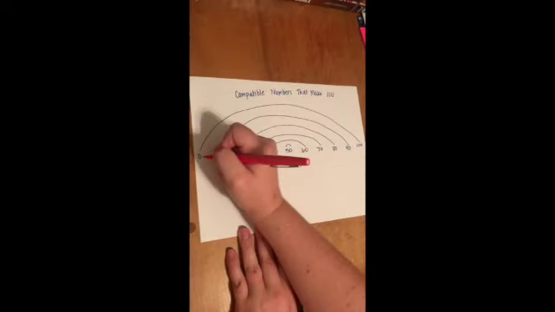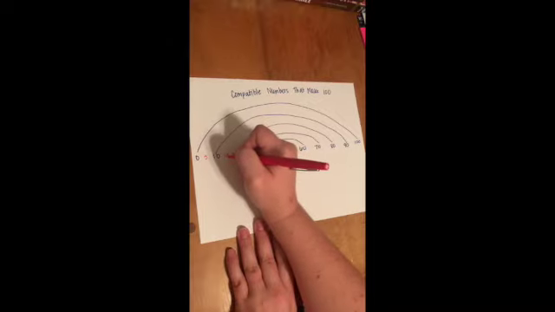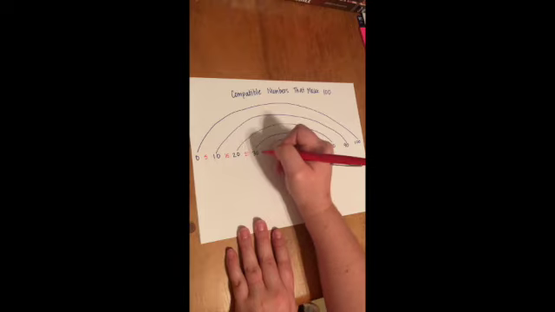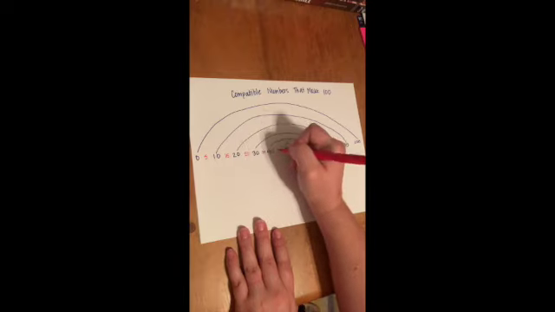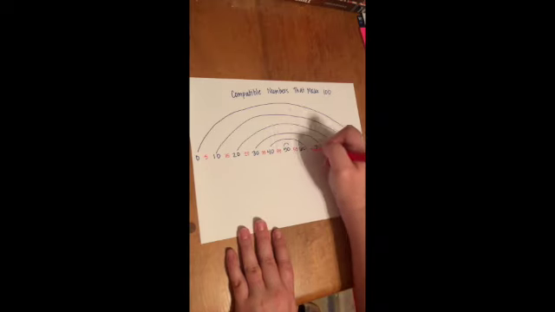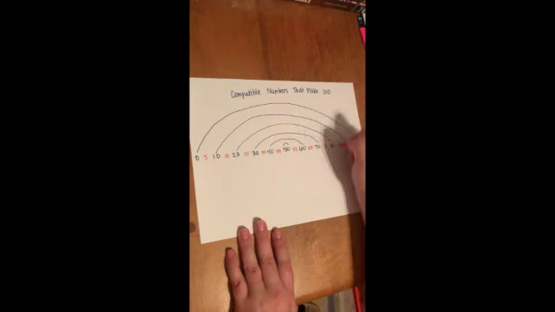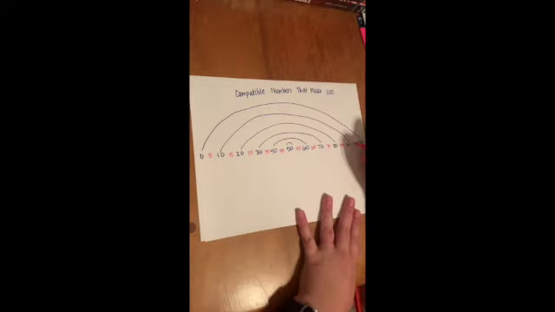So 0, 5, 10, 15, 20, 25, 30, 35, 40, 45, 50, 55, 60, 65, 70, 75, 80, 85, 90, 95, 100.